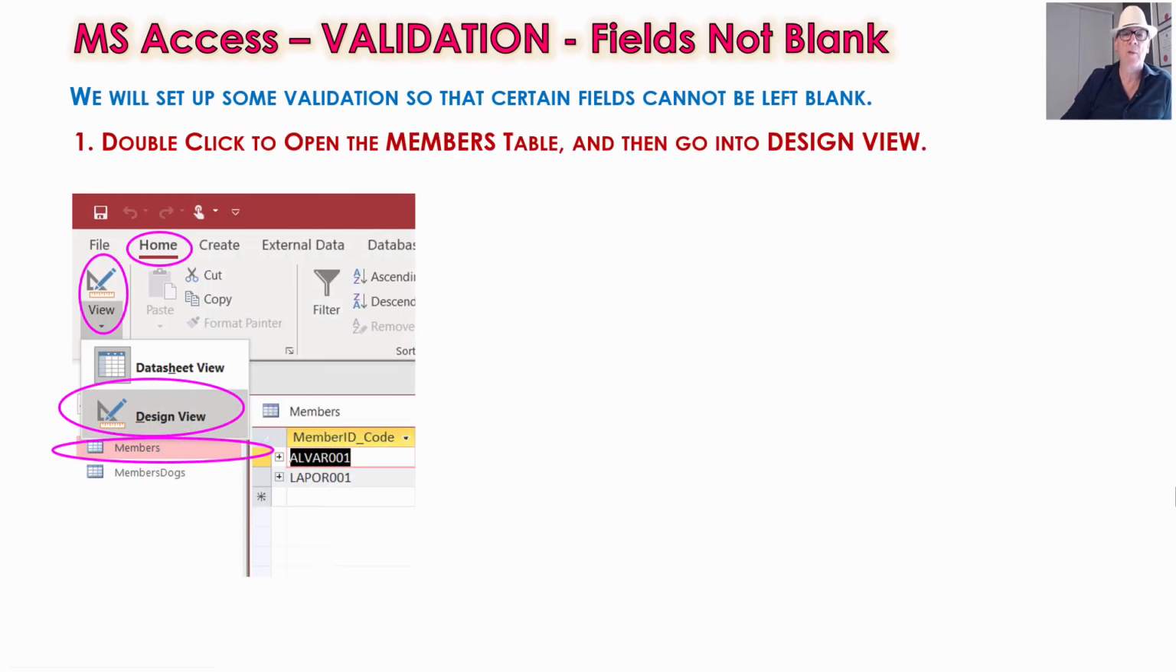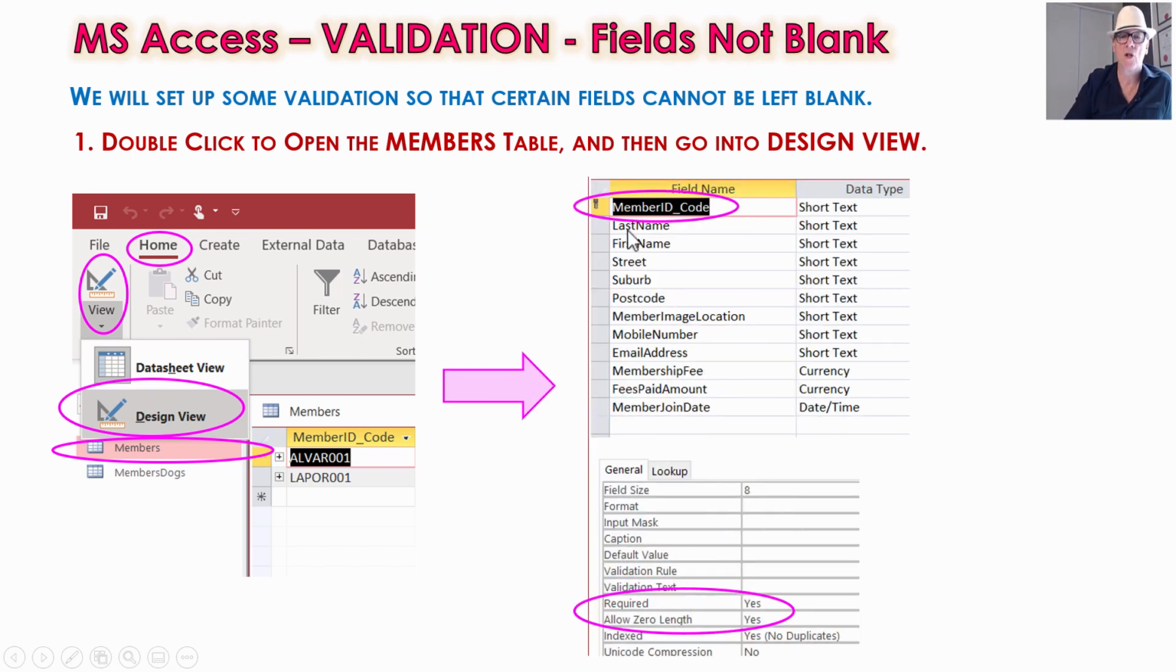So double click to open the members table. You get this in the start database. When you open up that database in Access, there'll be 2 tables, members and members dogs. Double click on members, make sure you're on the home tab up here, and go View, Design View. When you go into design view, it should show you all of the member fields and what data types they are. We covered all of that in the first lesson.